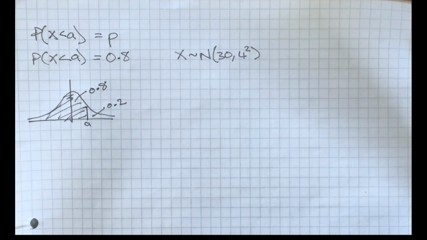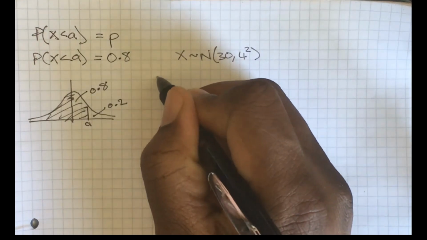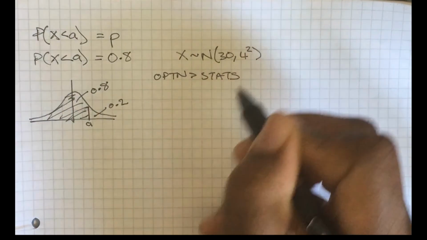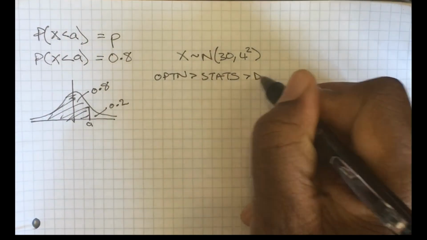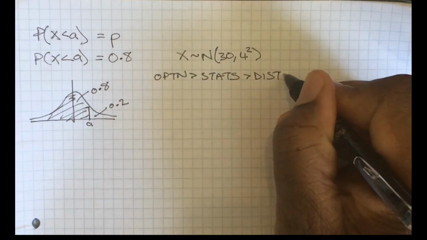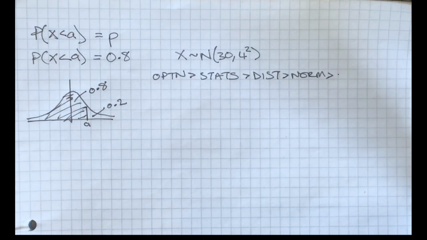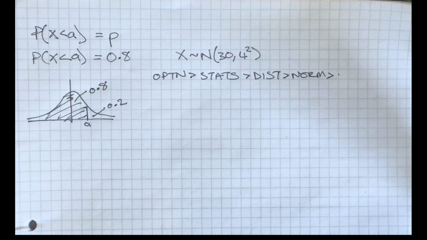Okay, so for this particular normal distribution, mean is 30, standard deviation is 4, and I want to find A. I could have used the inverse tables because I know there's 20% above, and you can maybe do that to check your answer, but I'm going to show you how to use the inverse normal function. It's in a similar place as we've seen before, so options, statistics, distribution, normal, but this time you're going to press inverse normal, INVN.